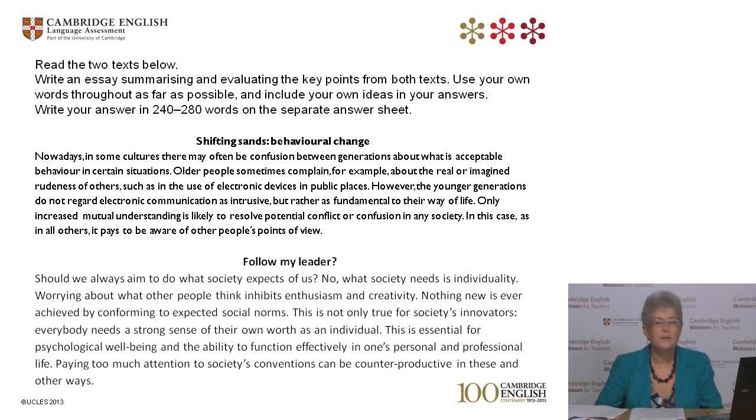So let's just highlight then what the key points are. As you said, the first key point is about intergenerational lack of understanding about what is and isn't acceptable behaviour. The writer also notes that this is culturally dependent. The second key point in this text is about the need for there to be mutual understanding between different members of society in order to avoid or reduce conflict. Okay, so those are the two ones that I would underline if I was the candidate doing this task.